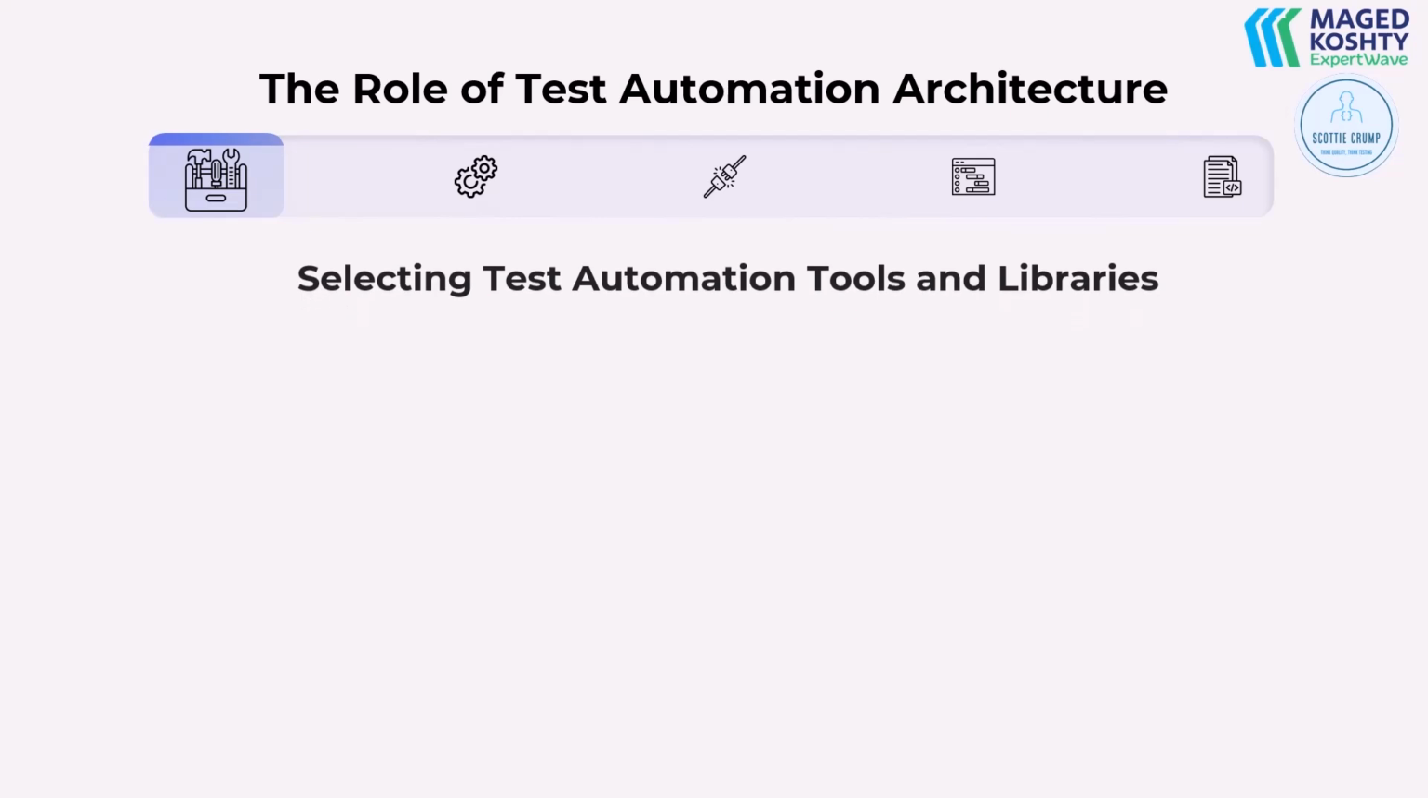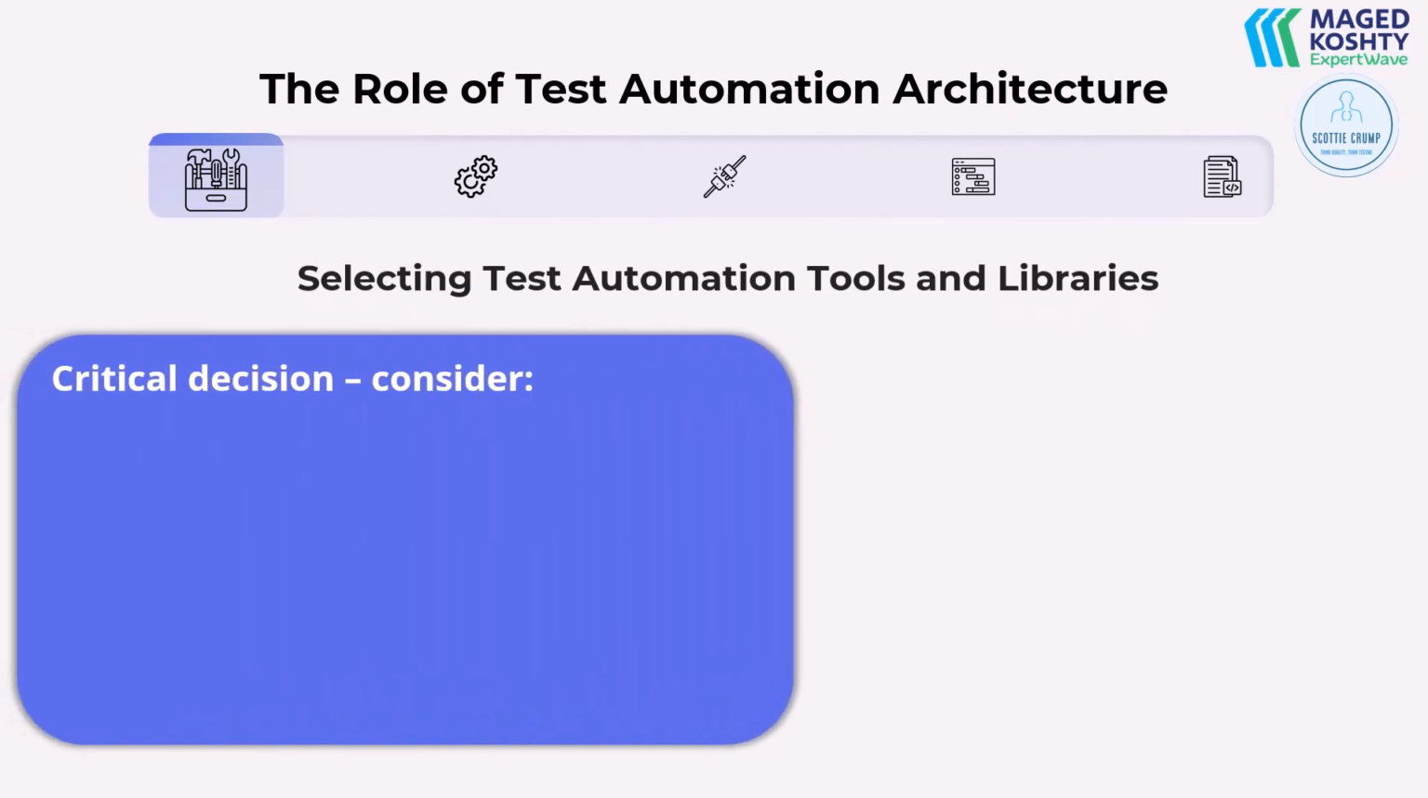Selecting test automation tools and libraries. First up, you need to select the right tools and libraries for your specific needs. This is probably one of the most critical decisions you'll make. I remember a project where we initially chose a tool because it was what the team was familiar with, but it turned out to be a nightmare for API testing, which was a major part of our testing effort. We ended up having to switch tools mid-project, which cost us a lot of time and effort.